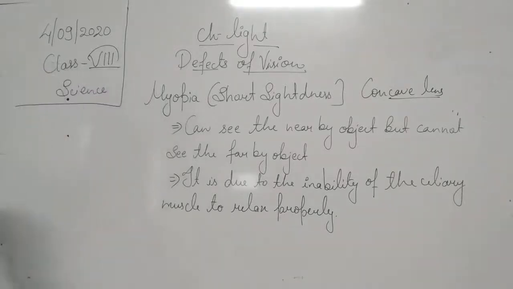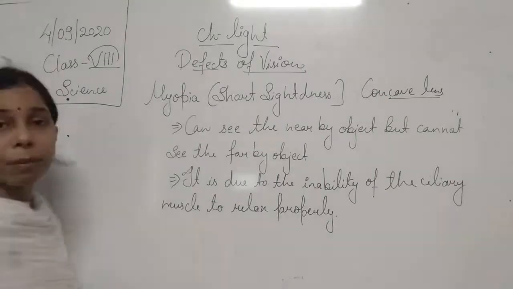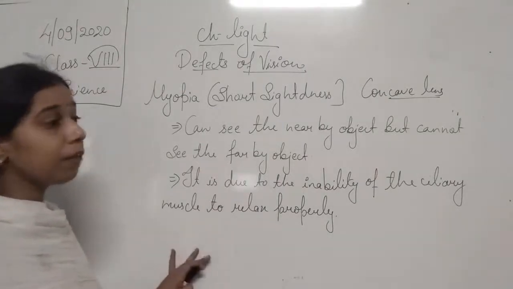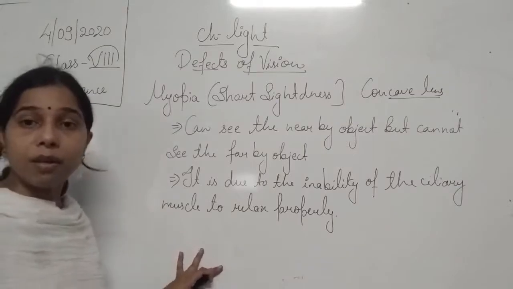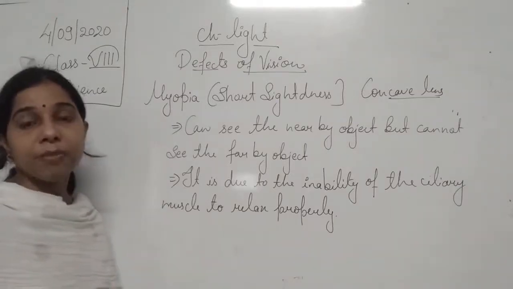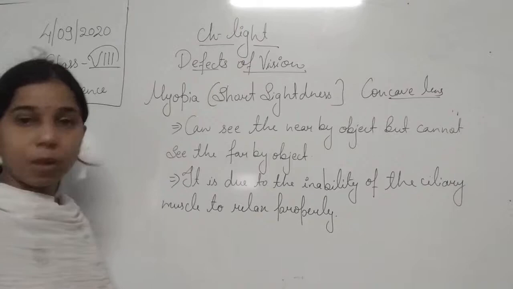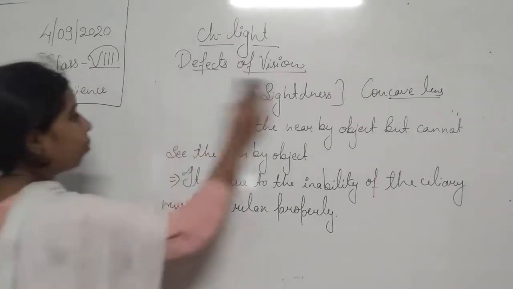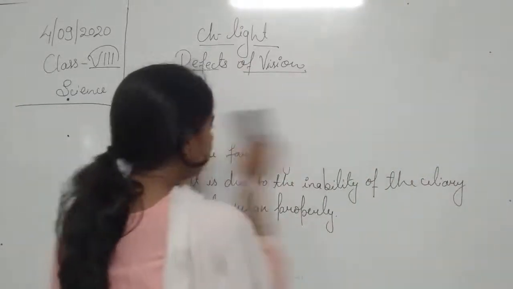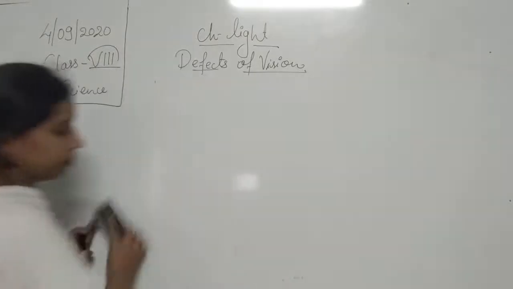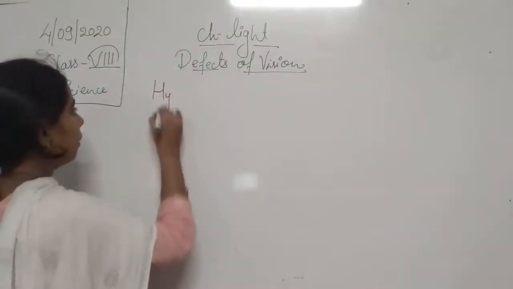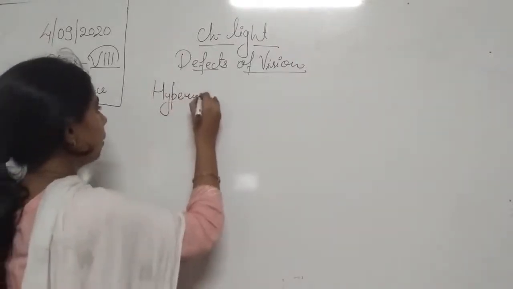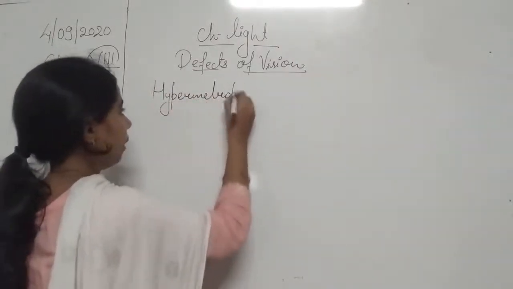Now we will start with hypermetropia, students. In myopia we have also seen with the diagram how the image is formed in front of the retina, not on the retina. Okay, so we will try to understand hypermetropia. So you can see here, students, hypermetropia.